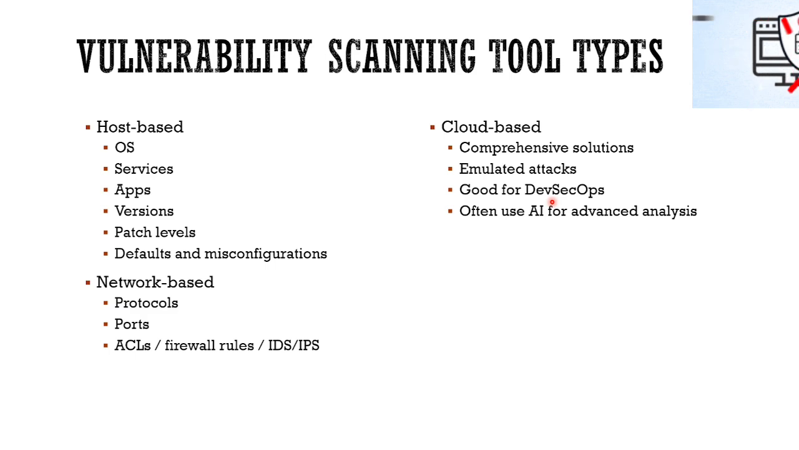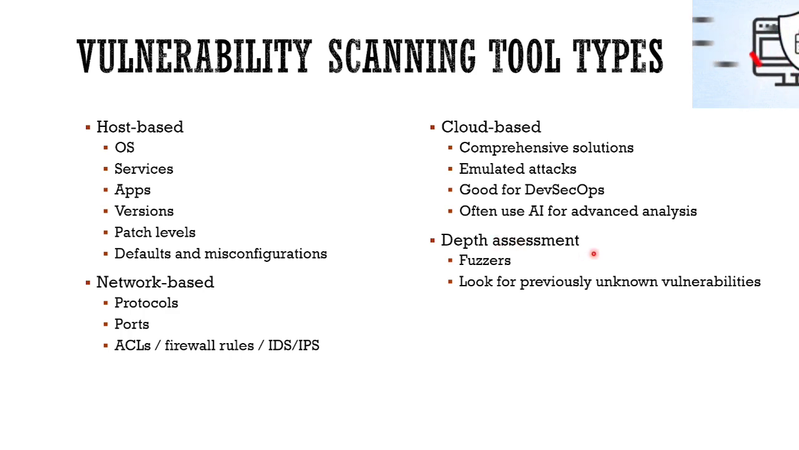We could use fuzzers. Now, when you fuzz something, you're sending a whole bunch of weird information to an application to see if it starts to misbehave. You're looking for previously unknown vulnerabilities. Ooh, if it is responsive to fuzzing, maybe I could even find out if I can do a buffer overflow, create a brand new buffer overflow exploit.